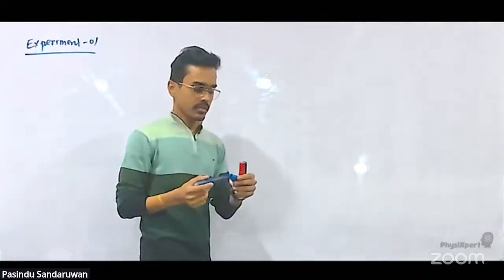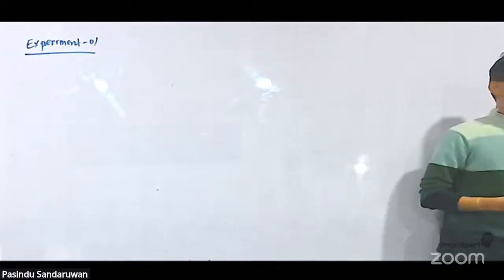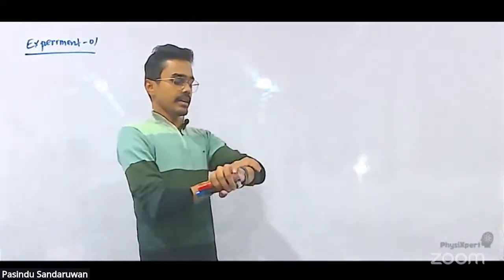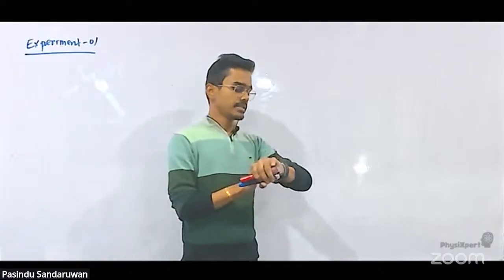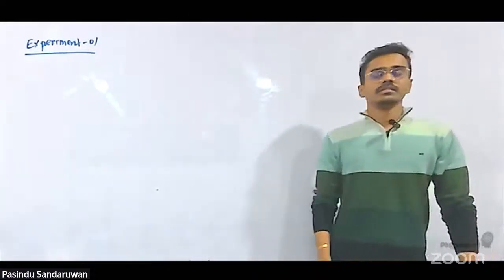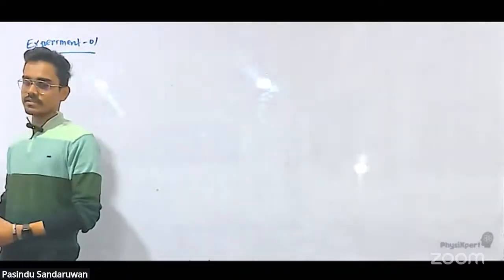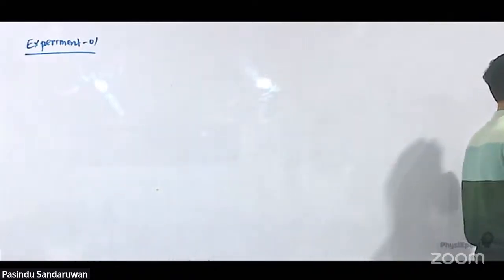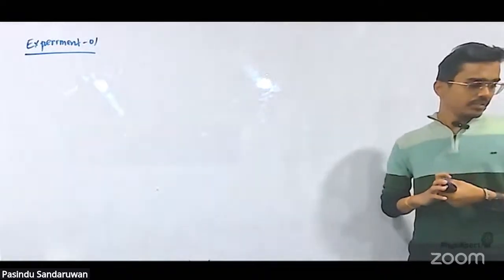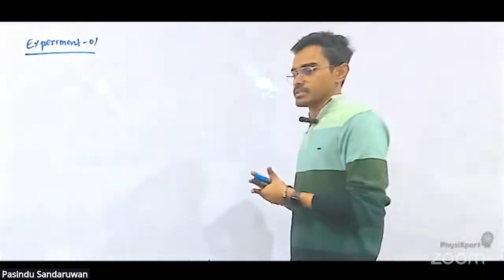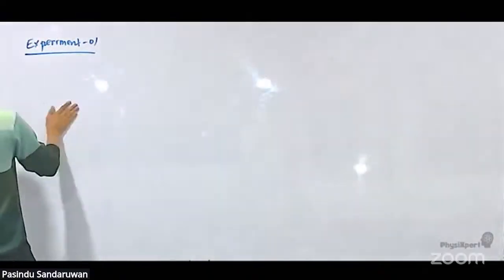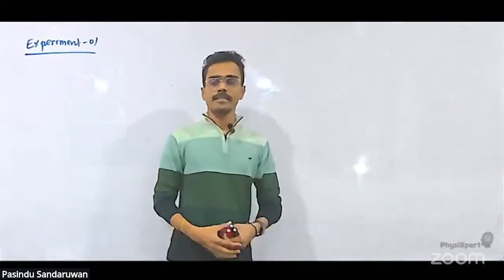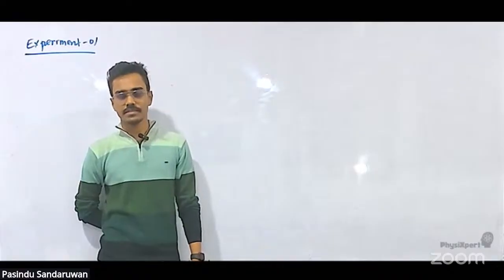Experiment 1. Write down: Determination of the refractive index of glass using a traveling microscope and a block of glass.